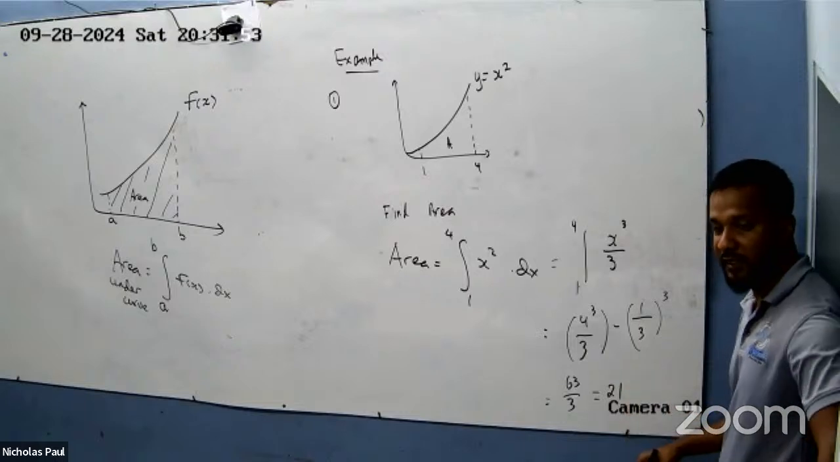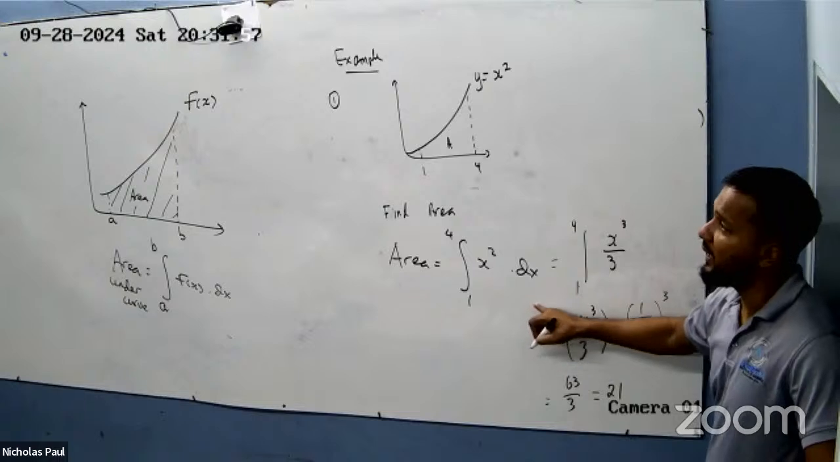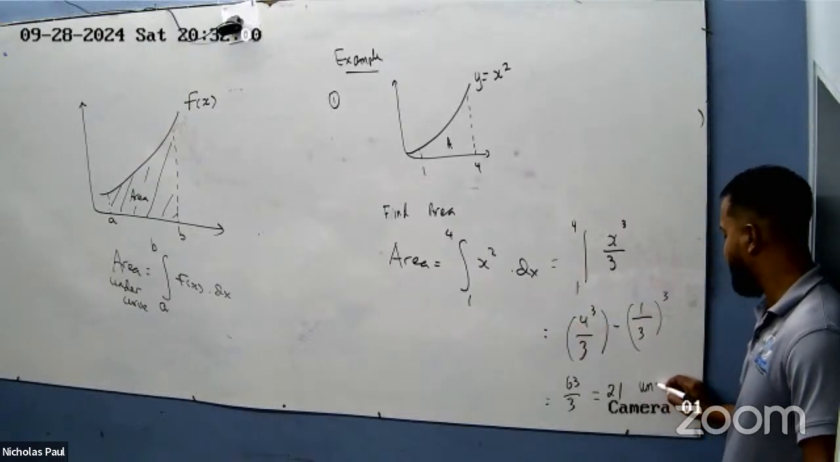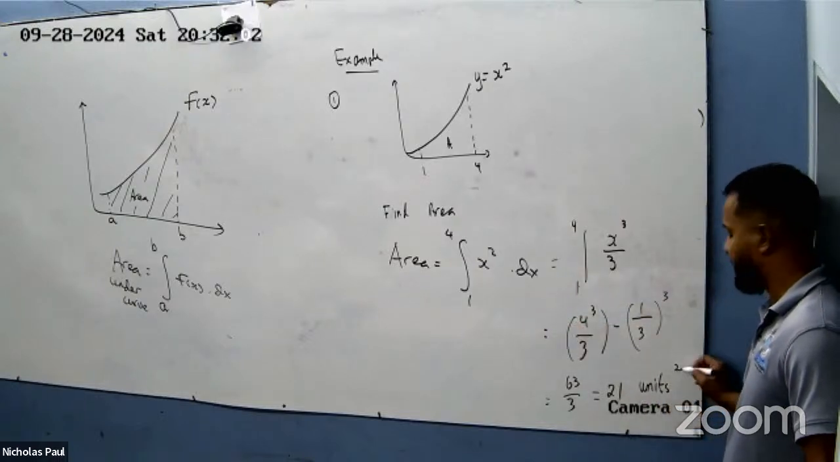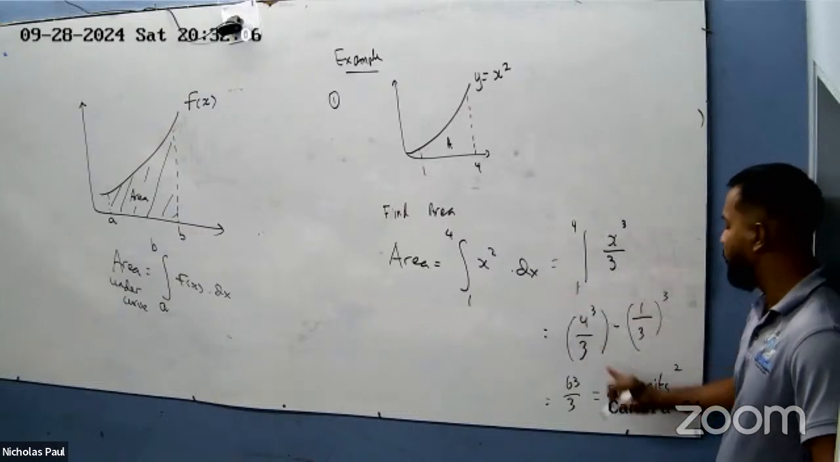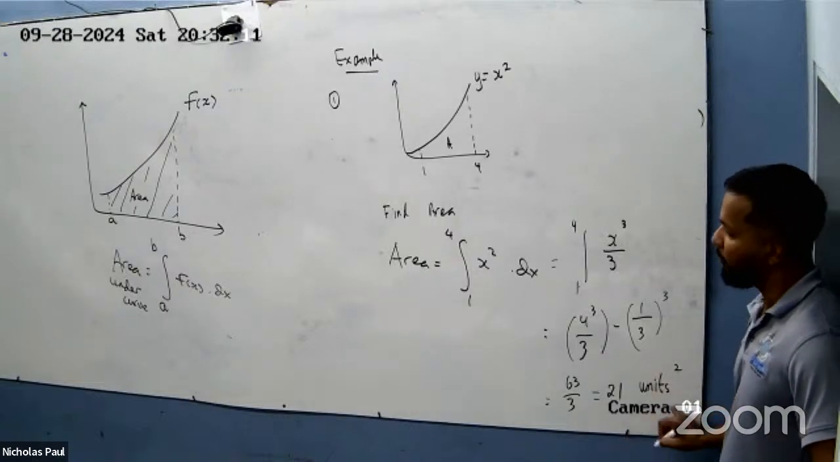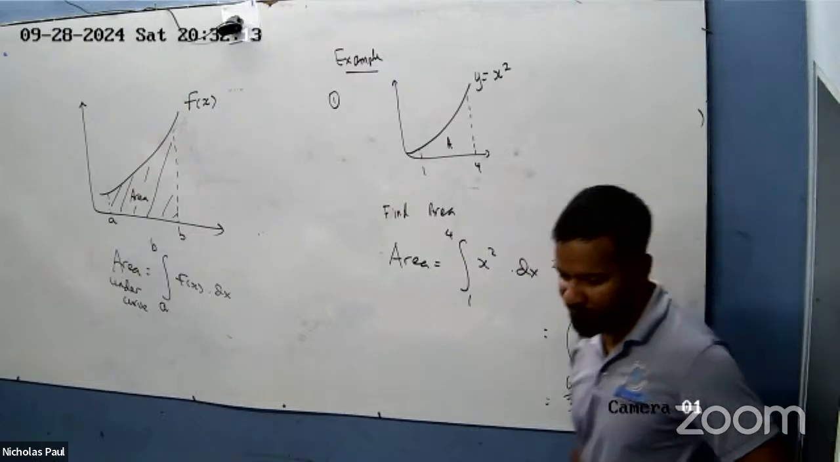But watch this here. Because it's area, we should write units squared. Because it's an area, we write units squared. Units squared represents the possible units for the area.